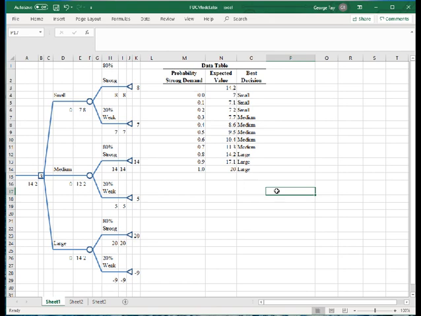So now management can see where the breakpoints are for small, medium, and large projects based on the probability they get for a strong demand versus a weak demand. So this concludes part 1 of chapter 15. We'll pick up with part 2.